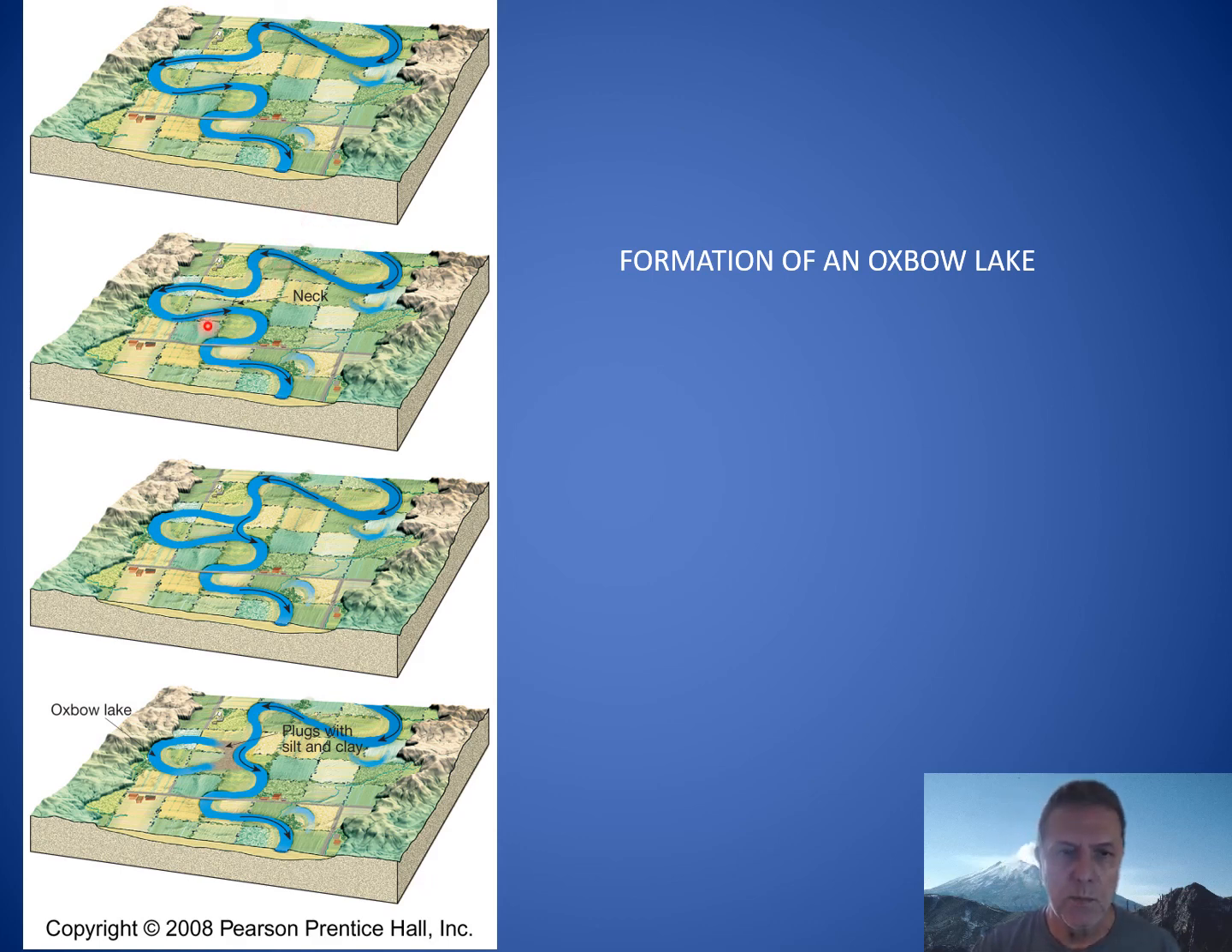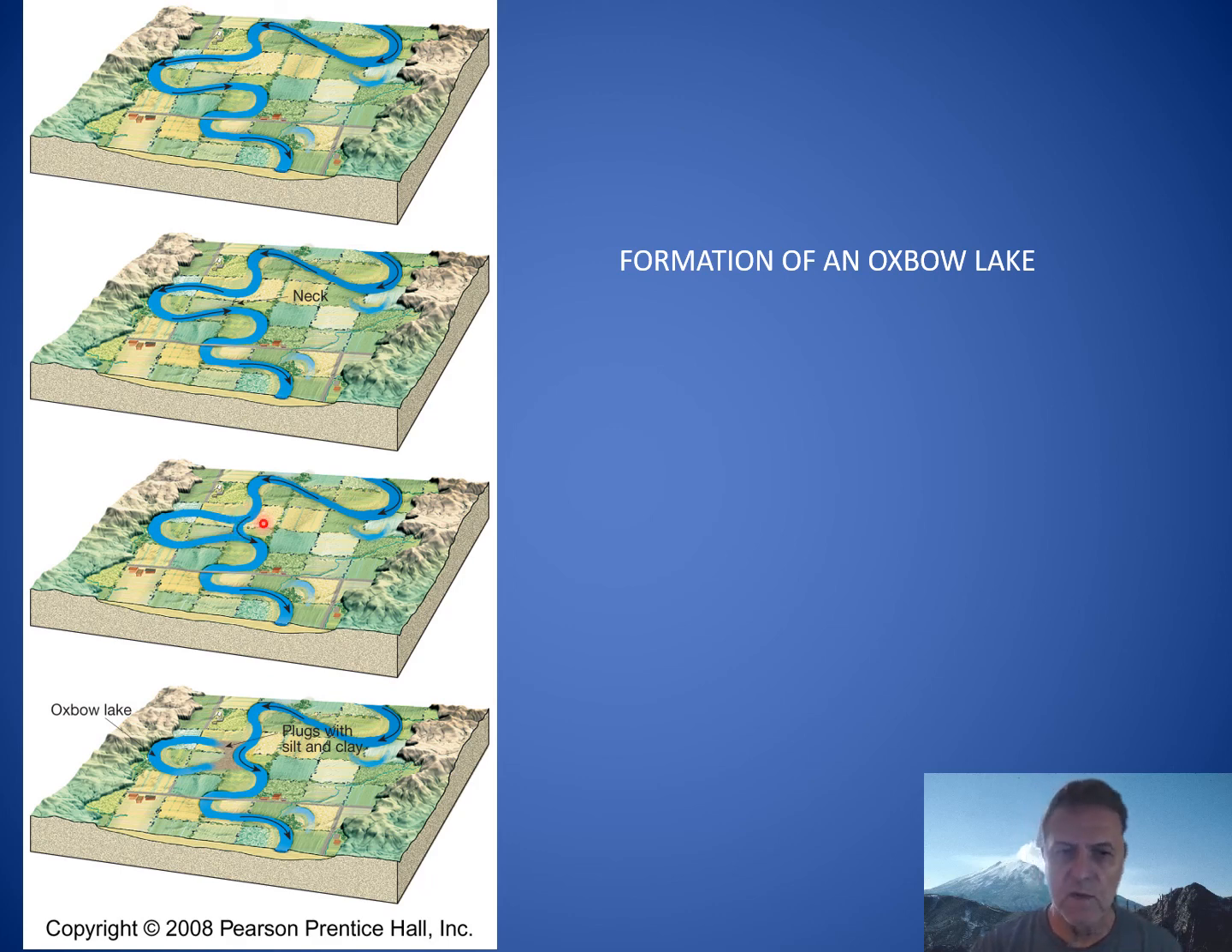So here's that loop. You'll notice this space in here, right here, is narrower than this space in here. So it becomes even narrower to where this part of the channel and this part of the channel actually meet. When that happens, the water flowing downstream says, oh, hey, here's a new route for me to follow.